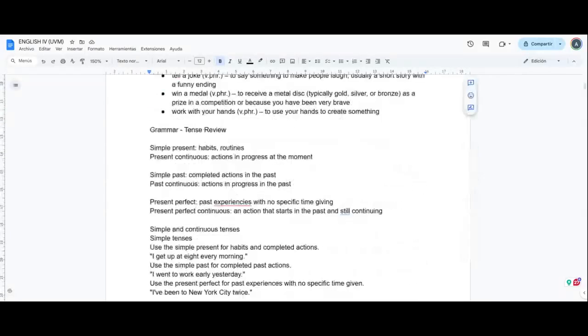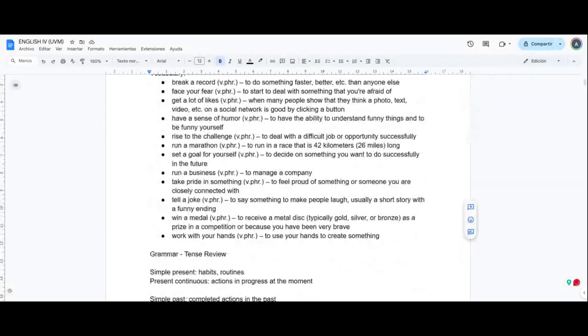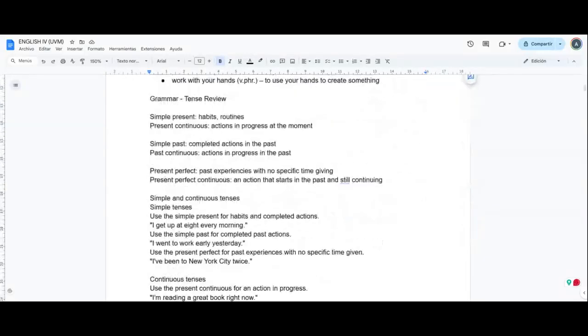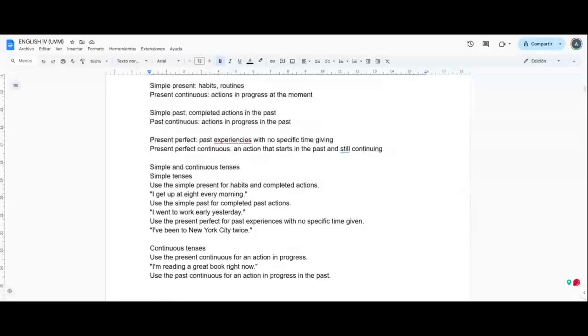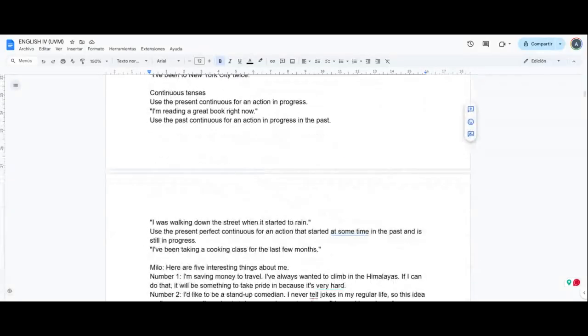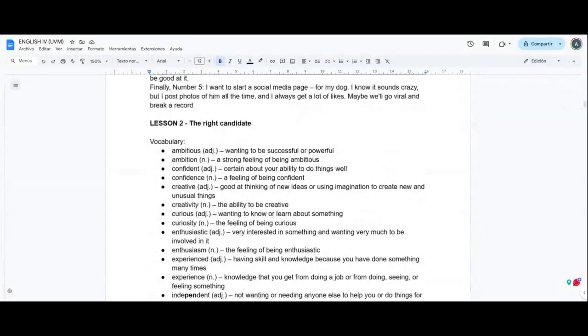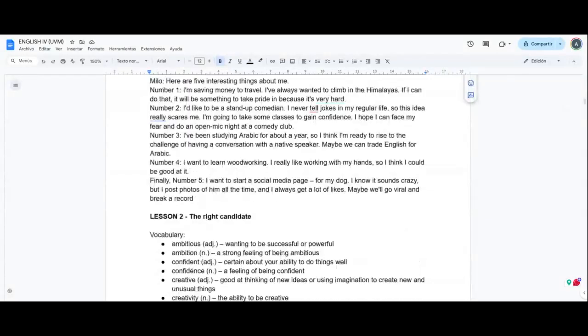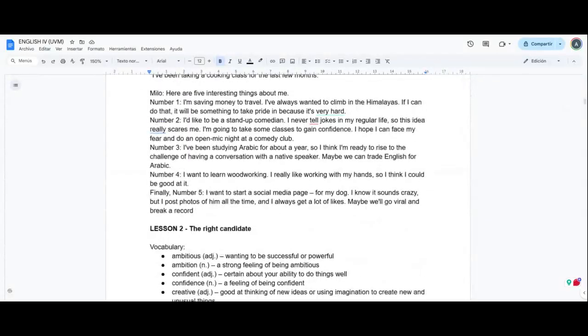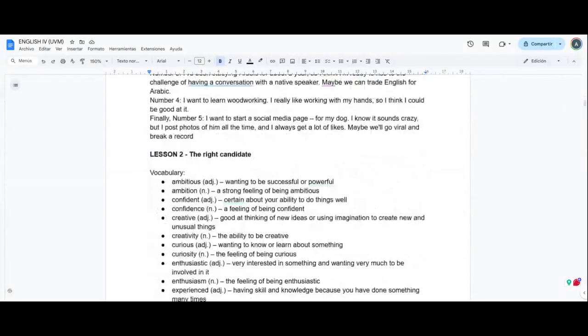In tenses, you reviewed simple present versus present continuous, simple past versus past continuous, present perfect versus present perfect continuous. Those were topics from lesson 1 of unit 1. And then in lesson 2, the right candidate, you learned some vocabulary to talk about describing characteristics, or let me go to the presentation, key qualities about people. You learned the noun and the adjective. And we were talking about the difference that we need to remember in this case.